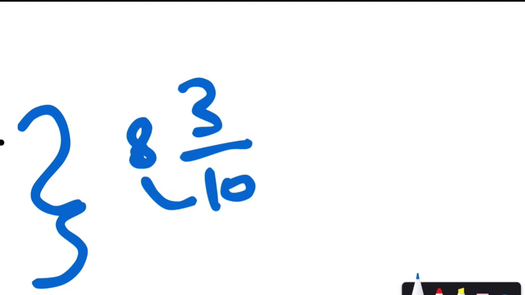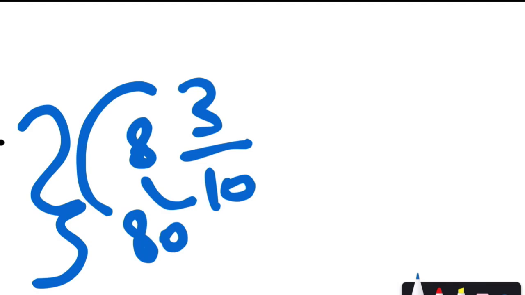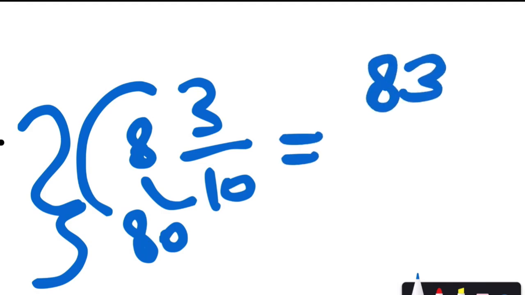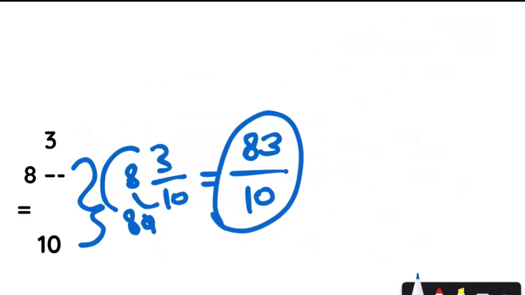So these two, if they are multiplied, they equal 80. And then 80 plus 3 equals 83. Now you might ask, what's our denominator? Our denominator doesn't change again, so 10. And this is our improper fraction.